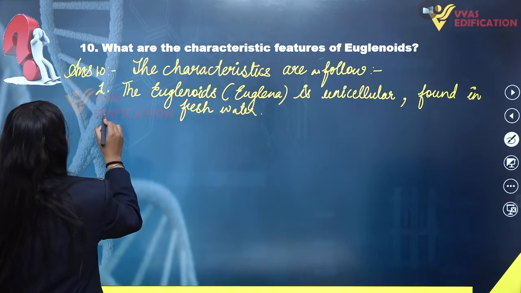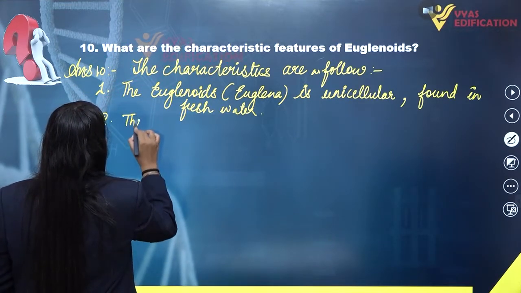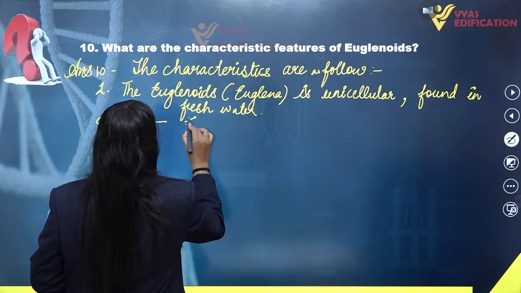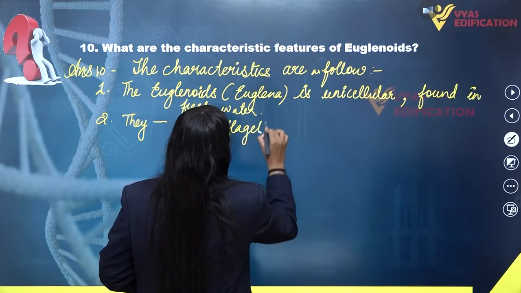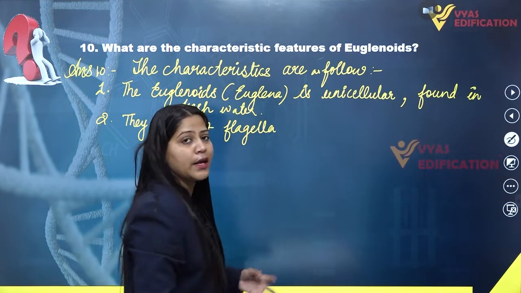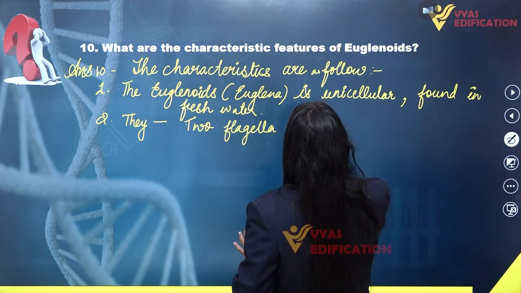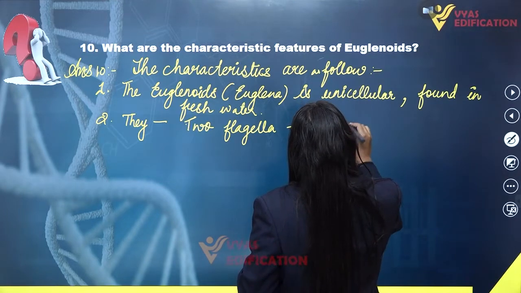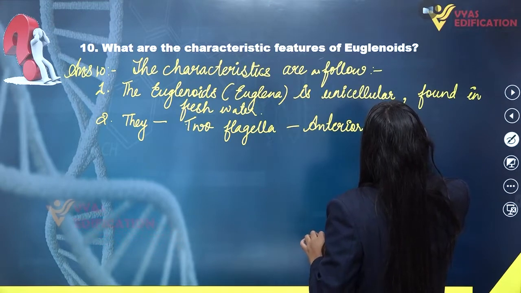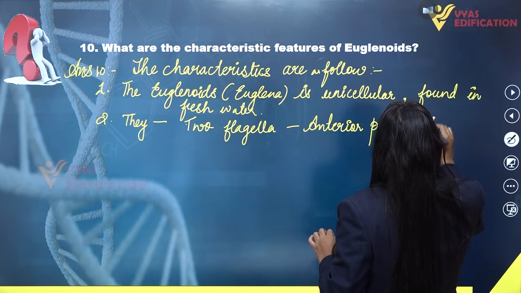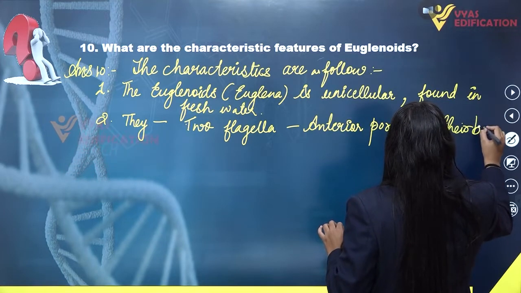Next, they have two flagella on the anterior portion of their body.